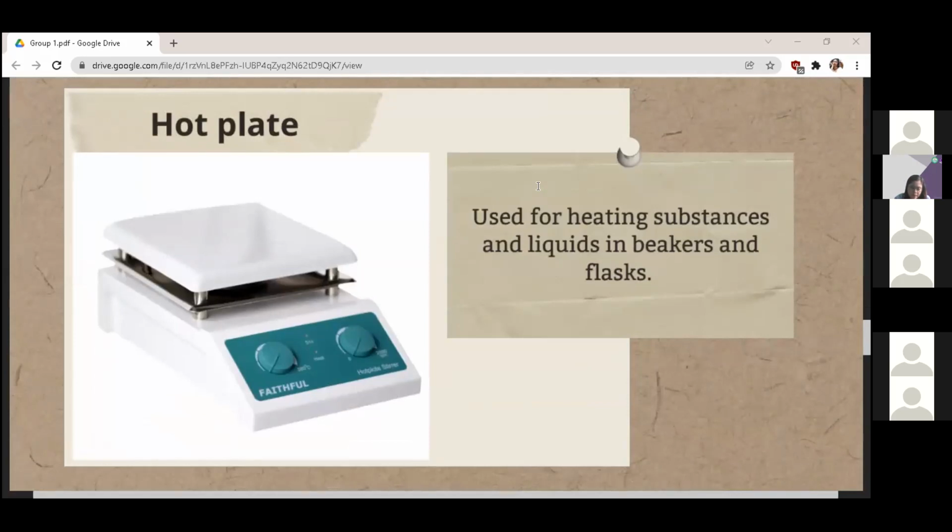Hot plate, used for heating substances and liquids in beakers and flasks. Hot plates are frequently used in the laboratory to perform chemical reactions, to heat samples, and for numerous other activities.